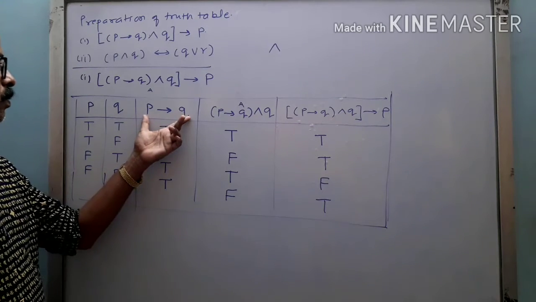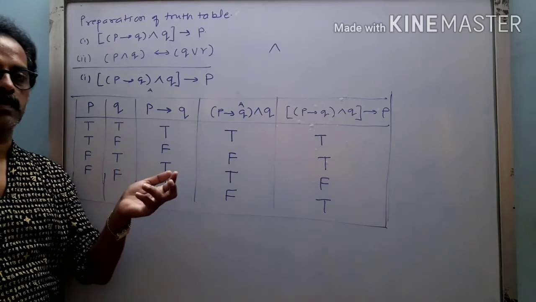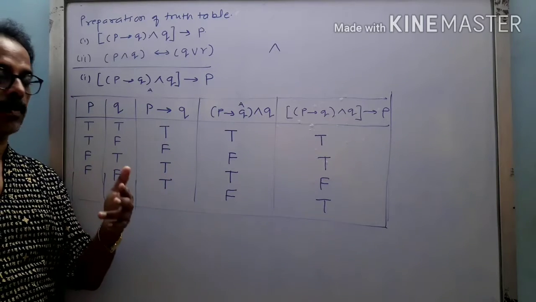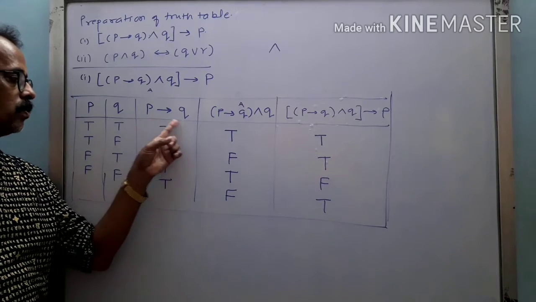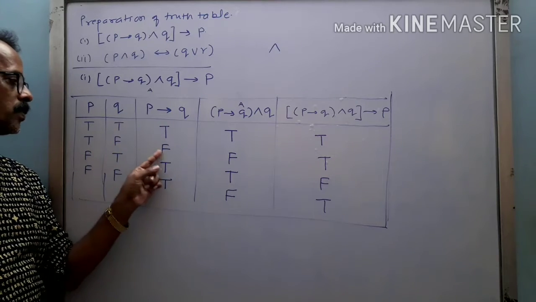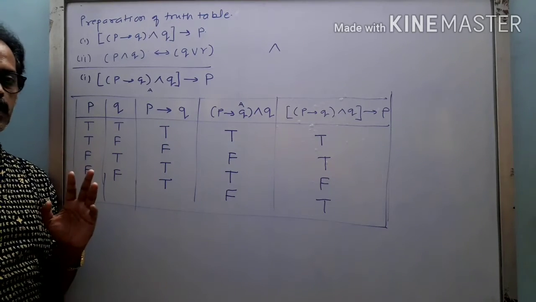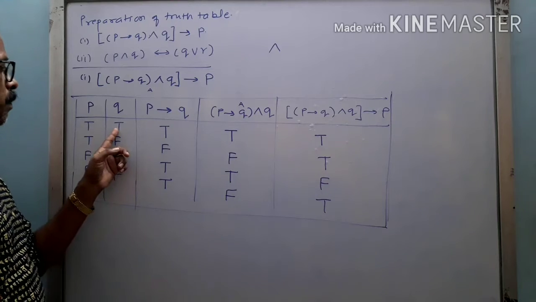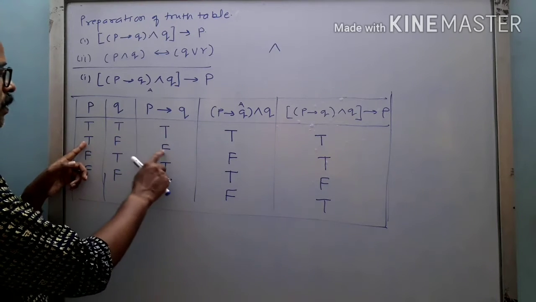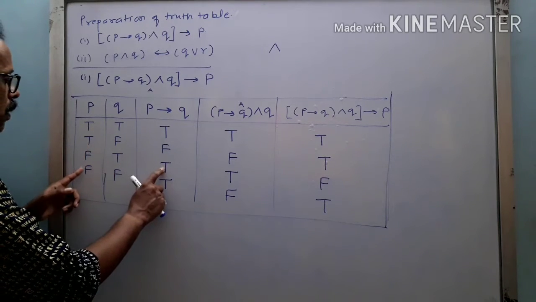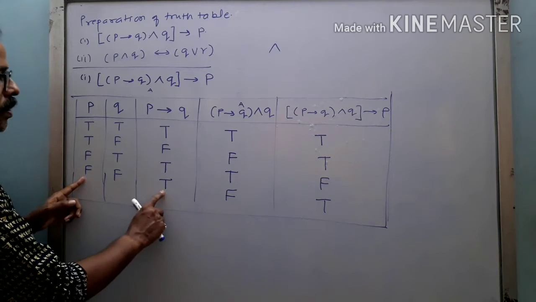Next, P implies Q. Now, what is the implication? Recall your memory that for P implies Q, if true then false, it is false. Otherwise, it is always true. So true implies true, it is true. True implies false, it is false. False implies true, it is true. And false implies false, it is also true.